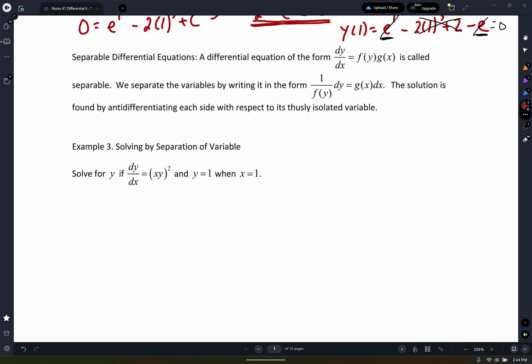It says separable differential equations. A differential equation in the form dy/dx equals f(y) g(x) is called separable. We separate the variables, writing it in the form 1 over f(y) dy equals g(x) dx. The solution is found by antidifferentiating each side with respect to its thusly isolated variable. Okay, whatever. Child, what does all that mean?